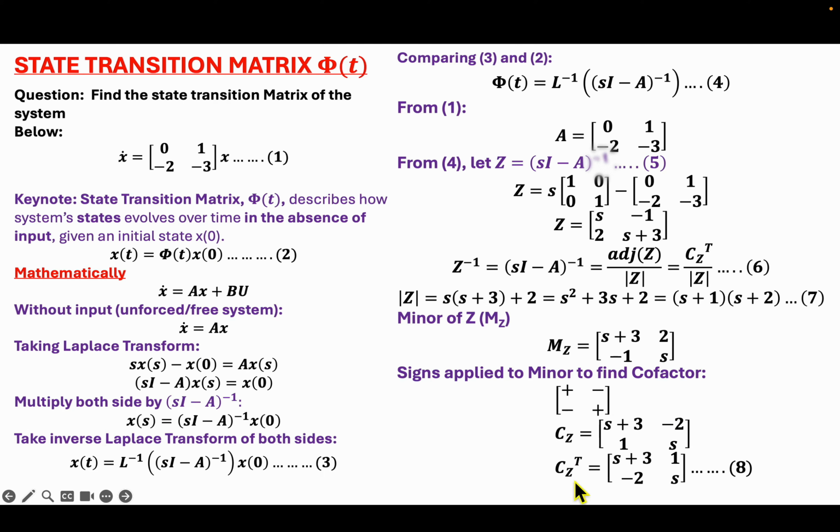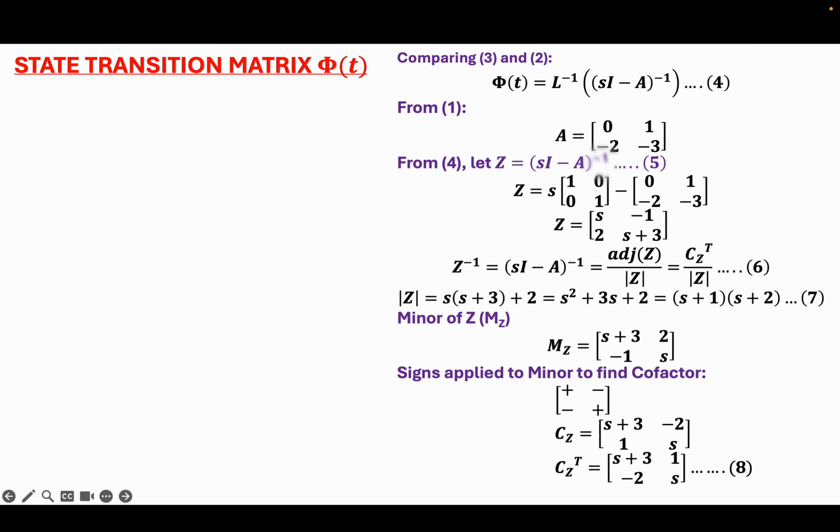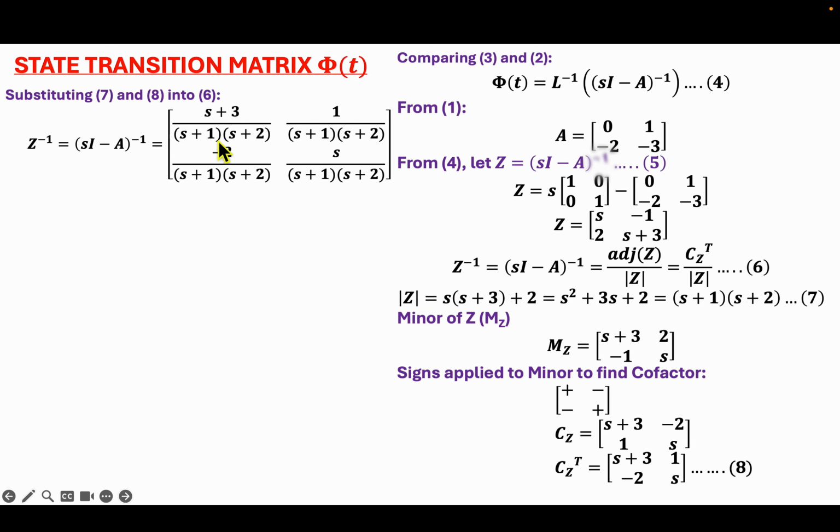Now I need to find the transpose of the cofactor, and transpose is just about switching rows with columns. So you see my row will turn into a column. So s plus 3, minus 2, and this row will turn into the second column, which is 1 and s. So I already have my cofactor transform and my determinant from 7 and 8. So I just need to substitute them into 6 in order to find my Z inverse. And doing that, I will have this matrix.